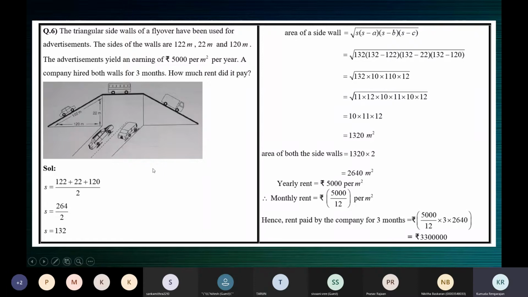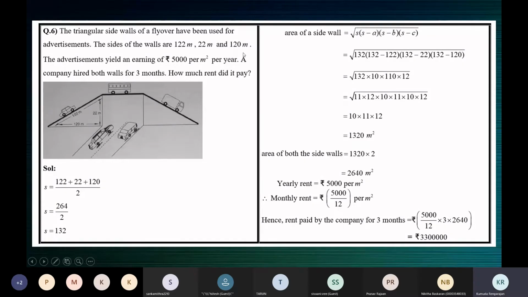So we also discussed that here the area is found using Heron's formula. You can also use this: assign the biggest value, 122, to C. Let A be 22, B 120, and C 122. C will always take the biggest value, the longest of the three sides. So find A square plus B square, then find C square. If A square plus B square is equal to C square, then the triangle is a right triangle.